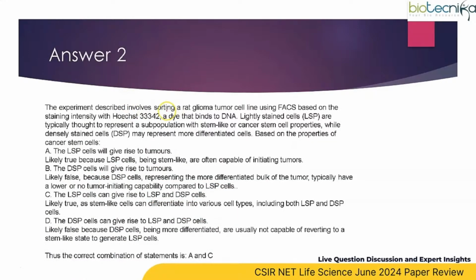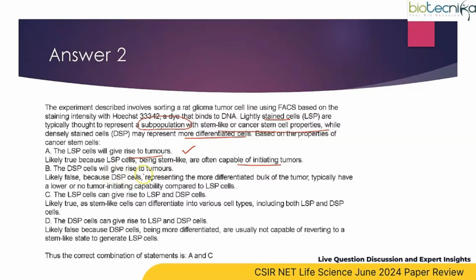The experiment described involves sorting this rat glioma tumor cell line using FACS. Lightly stained cells are typically thought to represent a subpopulation with stem-like or cancer stem-like properties, while the densely stained cells represent more differentiated cells. Remember that. Based on these properties, the LSP cells will give rise to tumors. This is true because LSP cells have cancer stem-like properties, so they are capable of initiating tumors. That is why A is correct.